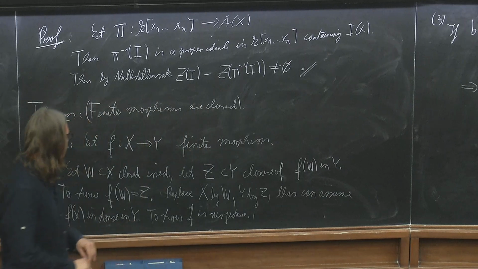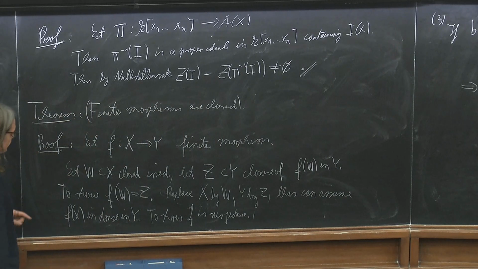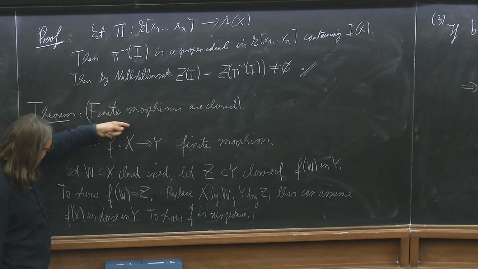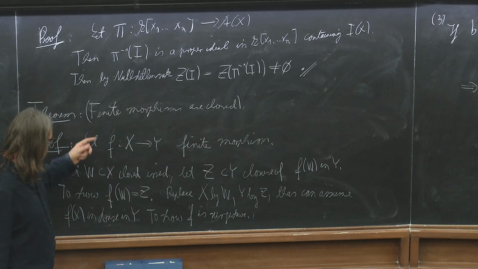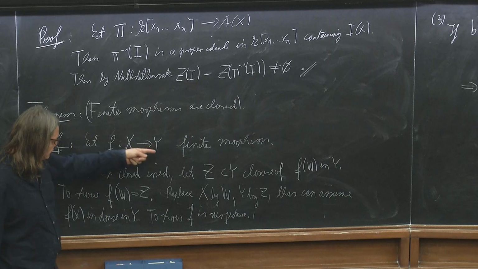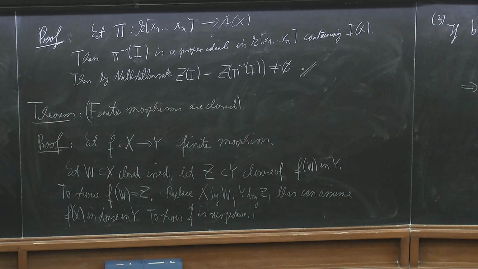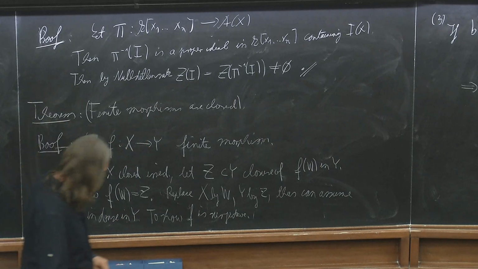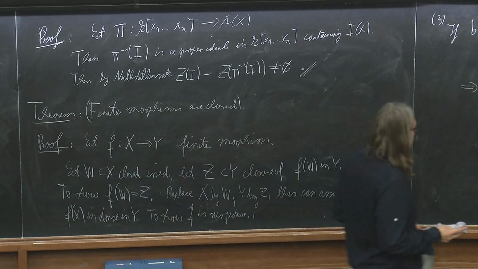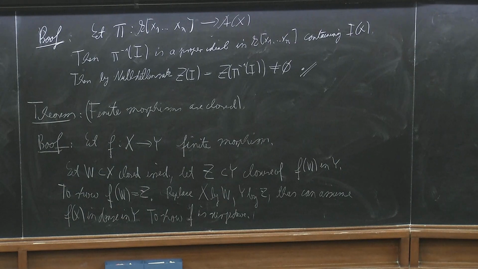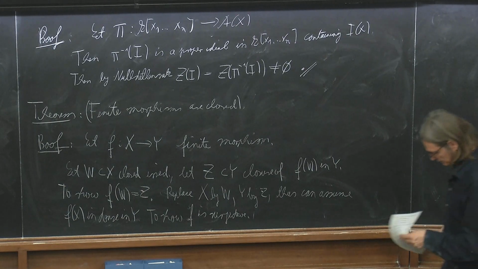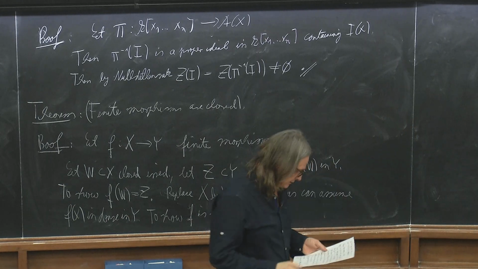So by the things I said here before in this remark, it follows that if f from X to Y is a finite morphism, then also f restricted to Z from W to Z is a finite morphism. So now we have to show this map is surjective. And so to show that something is surjective, we take a point in Z.